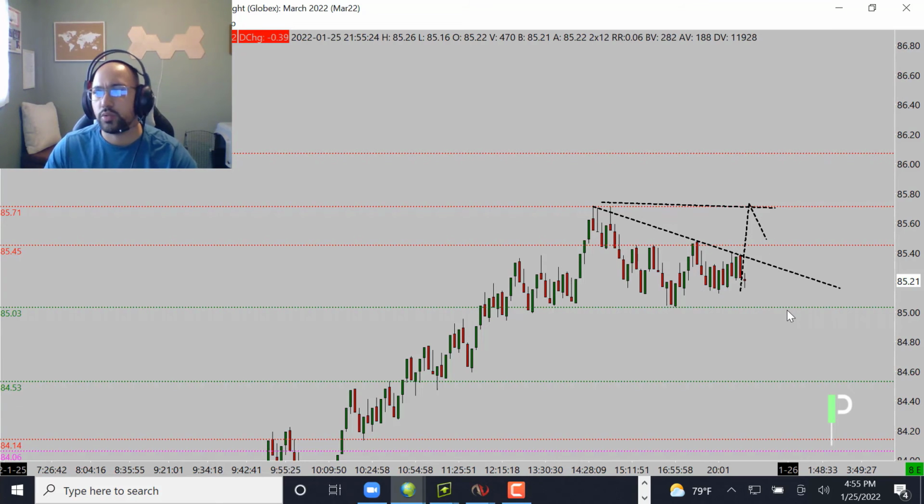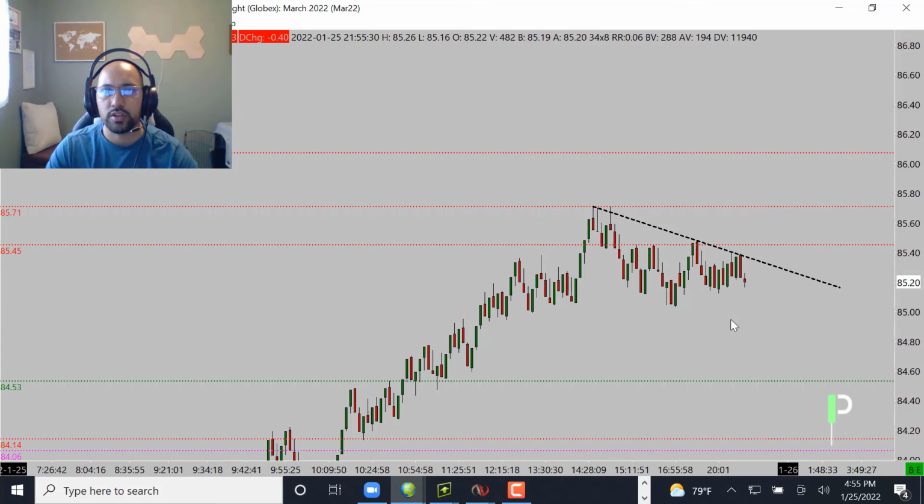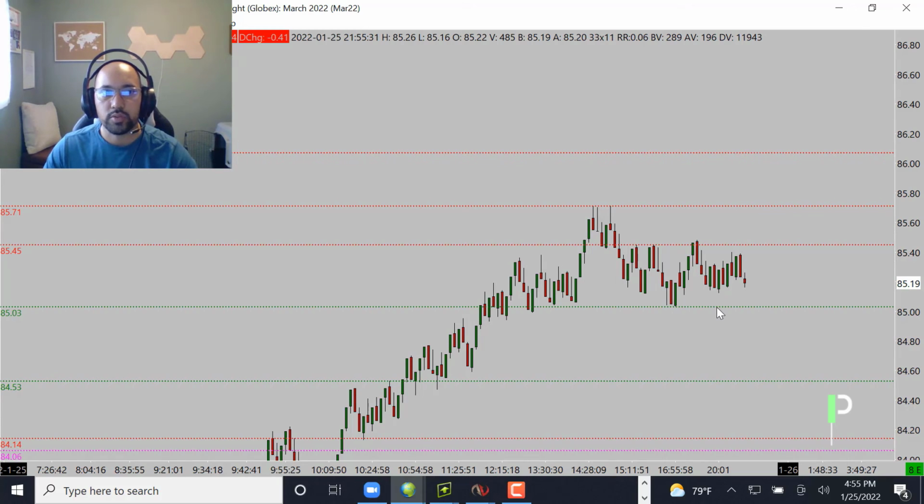Resistance above that is 86.07, so keep that in mind too. That's where we could look for some short opportunities coming in. But again, oil is going to have to break through those 85.03s first. If not, we may end up getting a nice bounce here and then a push right back up to 85.45. So just keep that in mind.